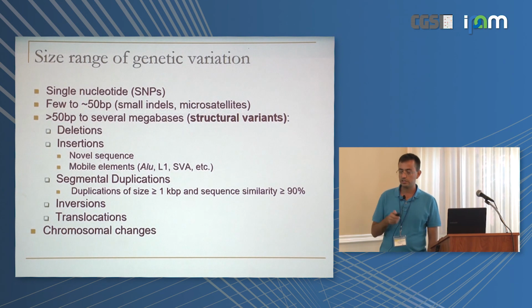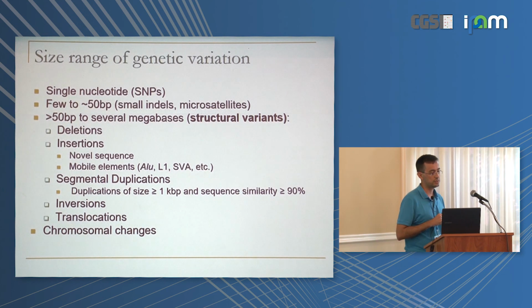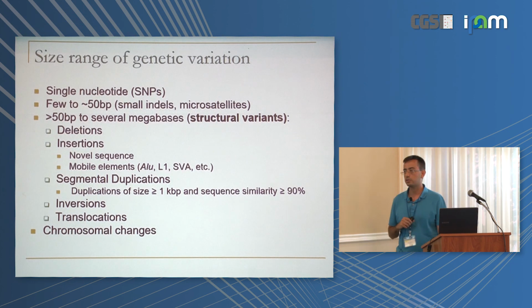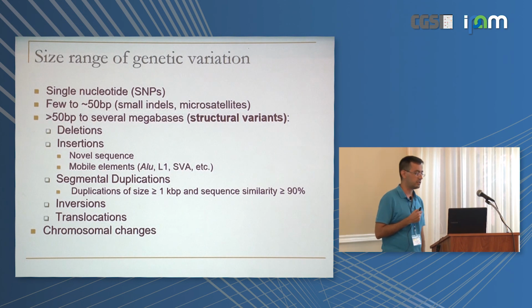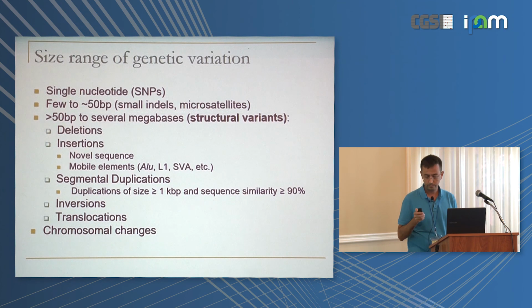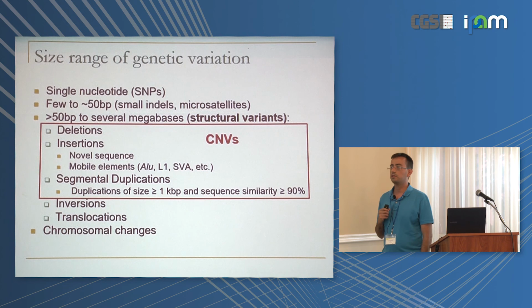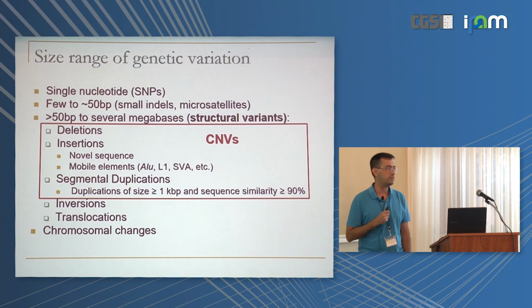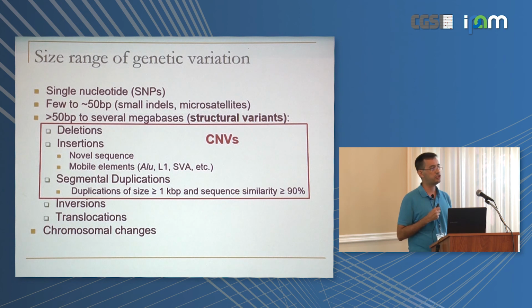And much larger changes are the chromosomal changes. So these are the ones that are seen using advanced microscopes. The most famous example is the trisomy 21, which causes Down syndrome. And in general, the deletions, insertions, and segmental duplications are also called CNVs, which stand for copy number variants, because they change the amount of DNA in the genome.